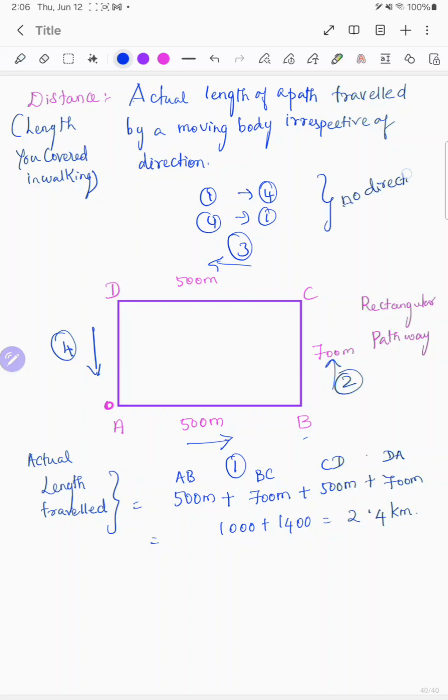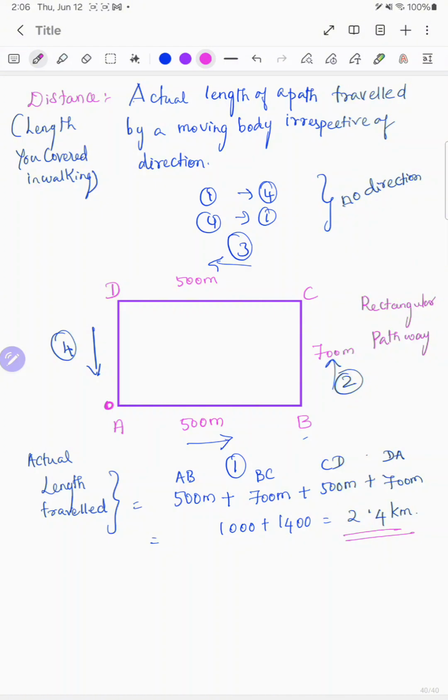So only the actual length you have covered is 2.4 kilometers. That is the thing they are mentioning here, right? The distance traveled is 2.4 kilometers. That's all. So coming back to the next topic, that is displacement.